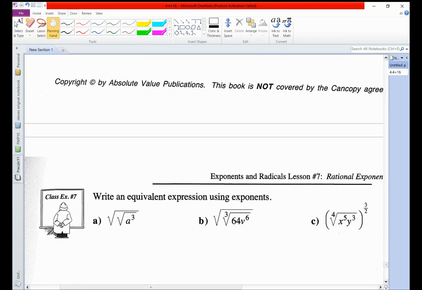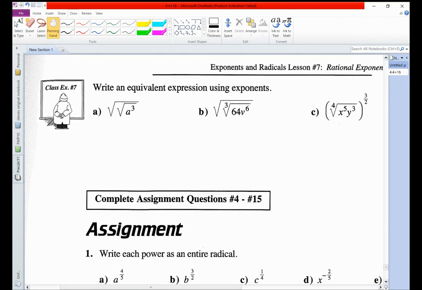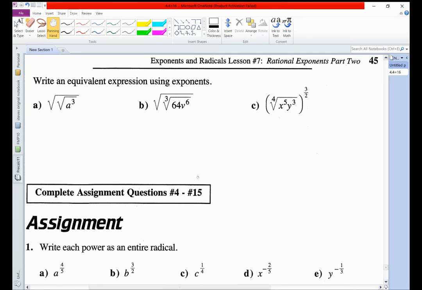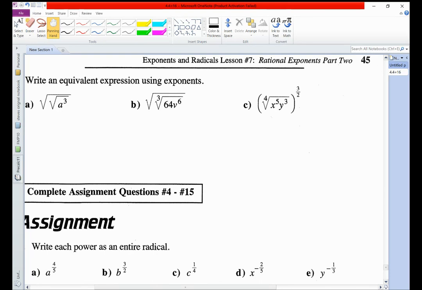Cool. A couple more examples. They get a little bit weird. I'll do 3 more. We have, actually, you know what? I'm not going to do A. We'll save that one for class. But let's do B because it's going to be weird. And we'll do C because it is also going to be weird. So we have the square root of the cube root of 64 multiplied by v to the power of 6.